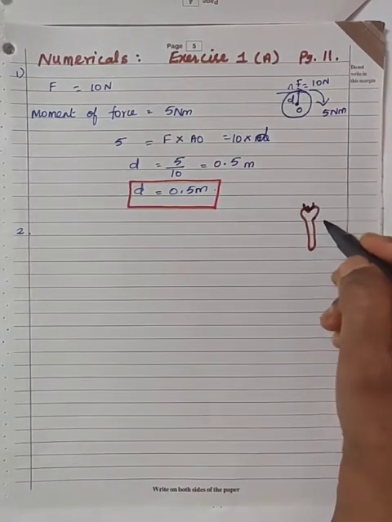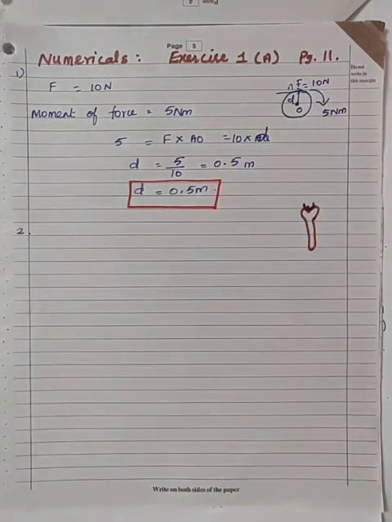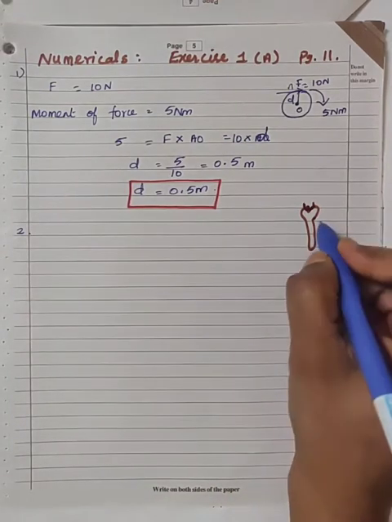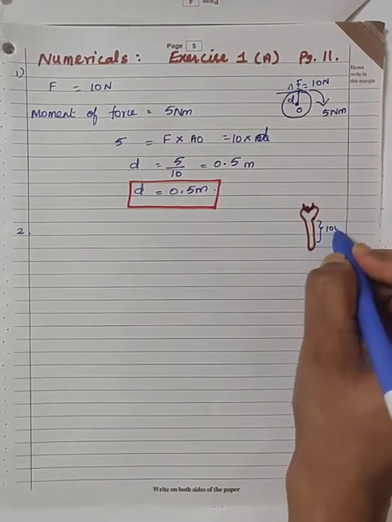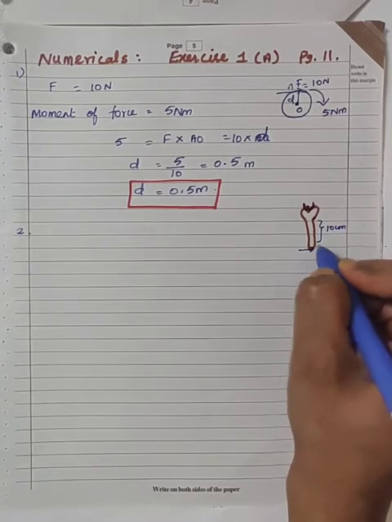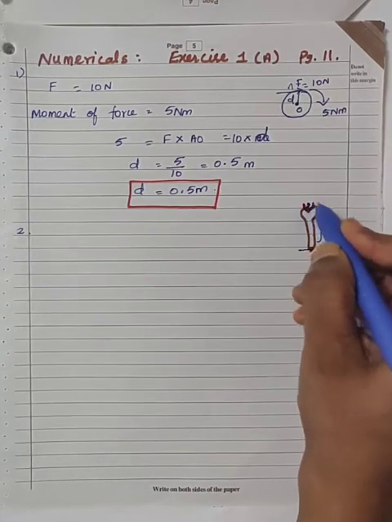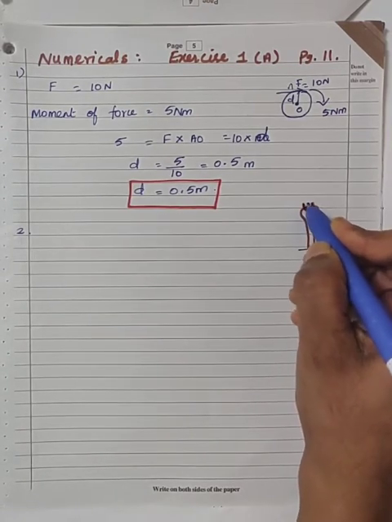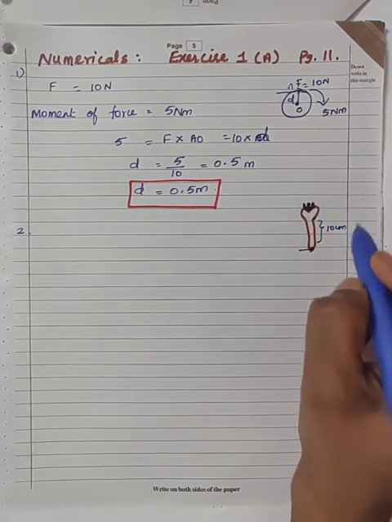The length of this one hand is given as 10 centimeter. Normally we apply the force here and it's a pivoted point. You keep the object fixed over here, so the turning effect is produced.